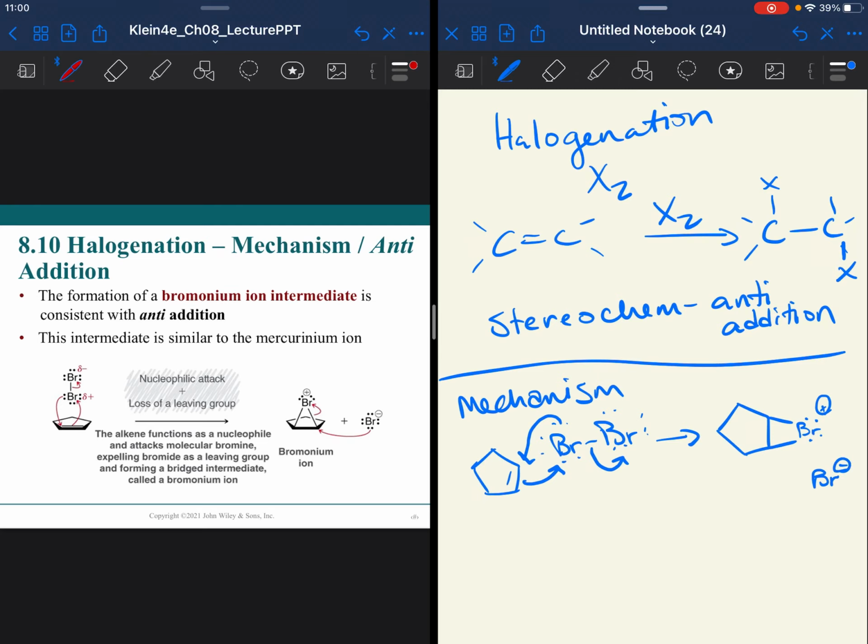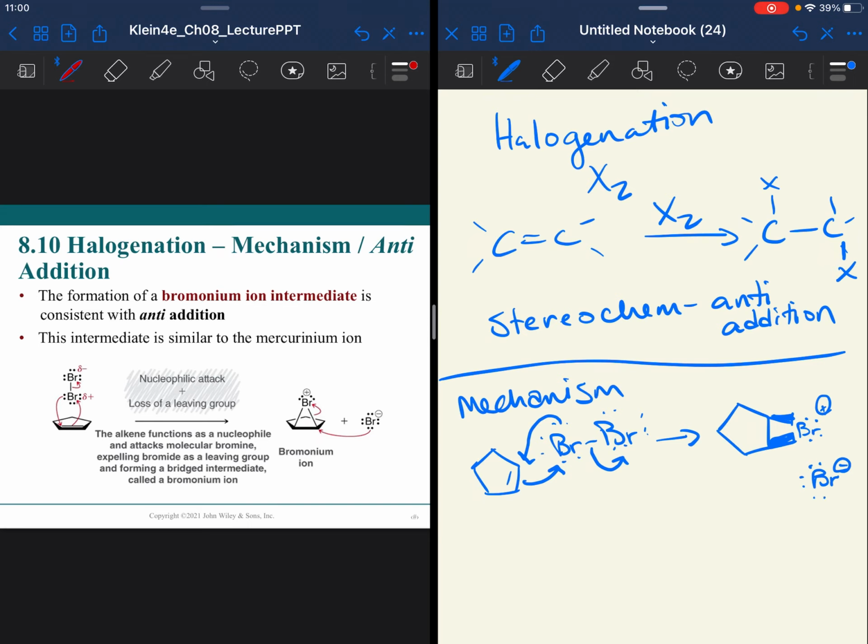Now, that little ring has to be on one side of the ring. They either have to both be wedged or both be dashed. You could try to make a little 3-membered ring where one's going towards you, one going away with your models. You can't do it. The geometry is just impossible. So they either both need to be wedged or they both need to be dashed.